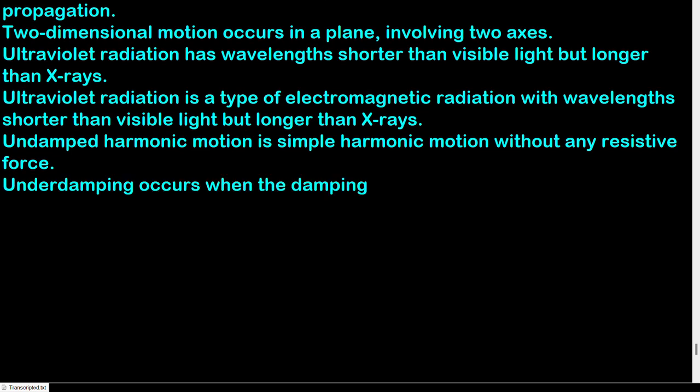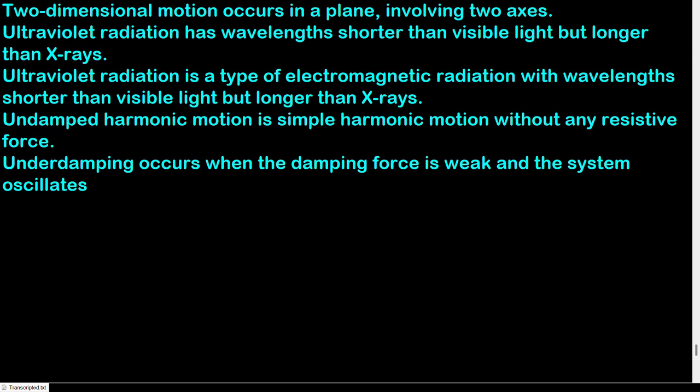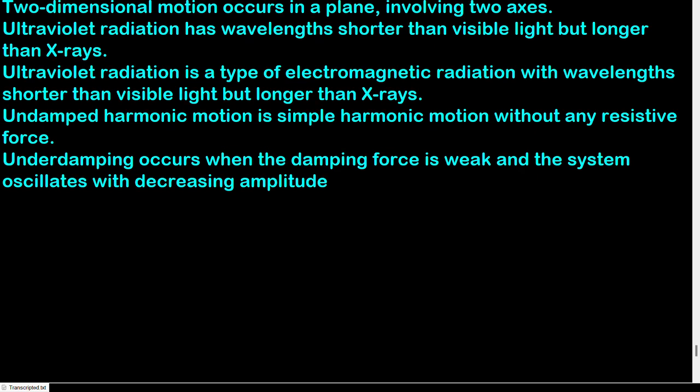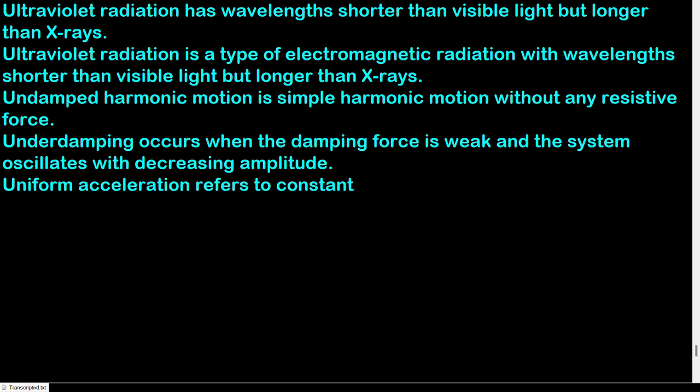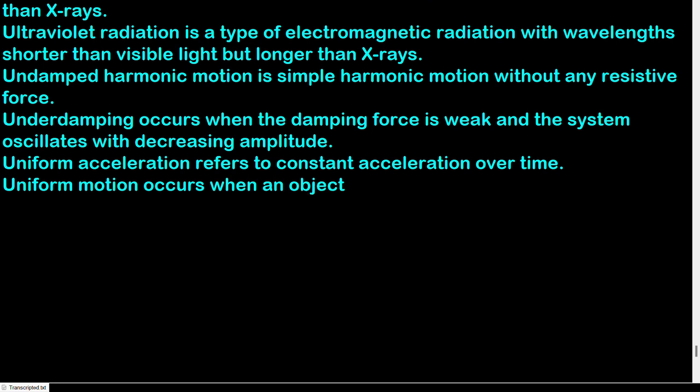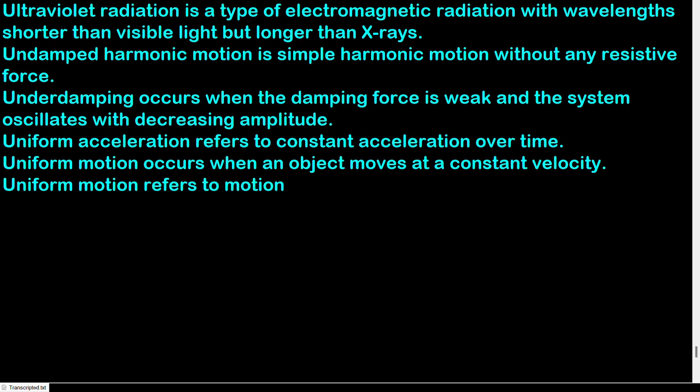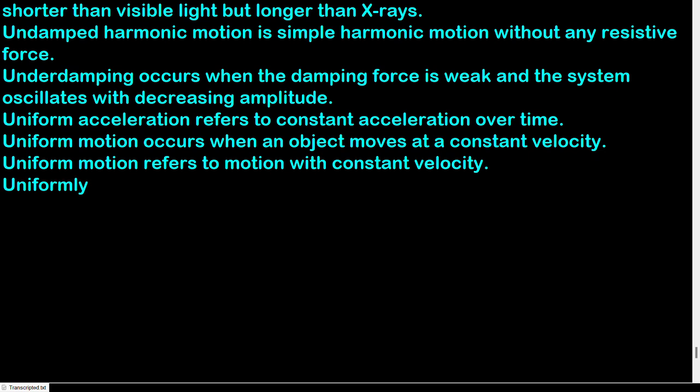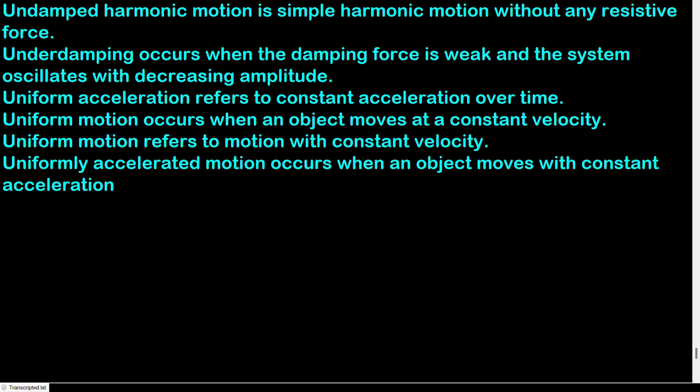Underdamping occurs when the damping force is weak and the system oscillates with decreasing amplitude. Uniform acceleration refers to constant acceleration over time. Uniform motion occurs when an object moves at a constant velocity. Uniform motion refers to motion with constant velocity. Uniformly accelerated motion occurs when an object moves with constant acceleration.